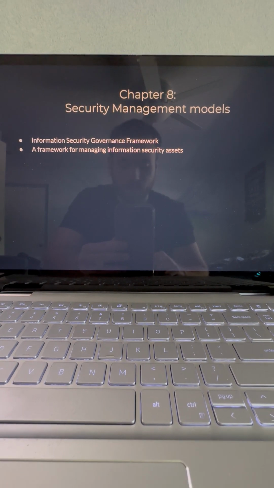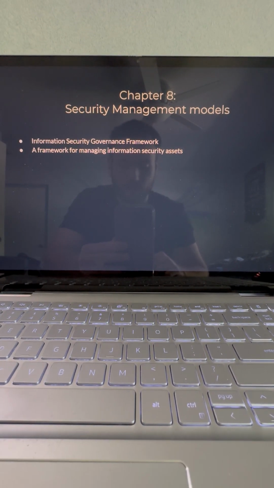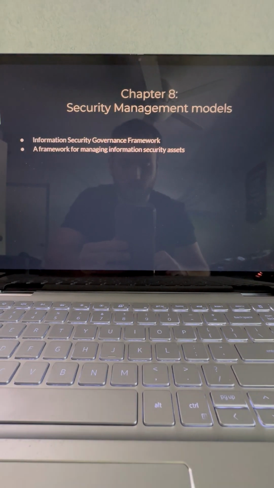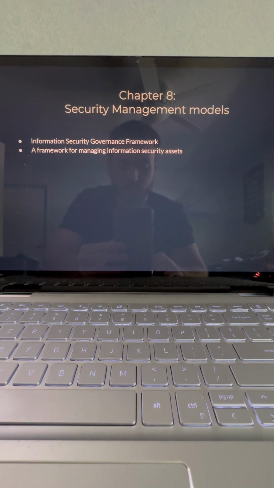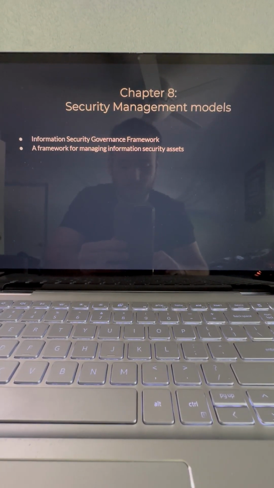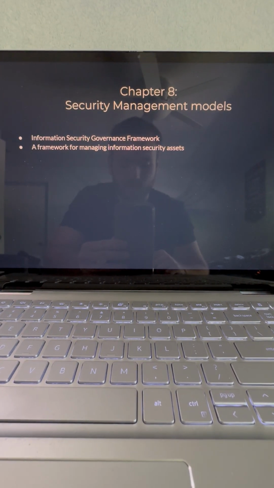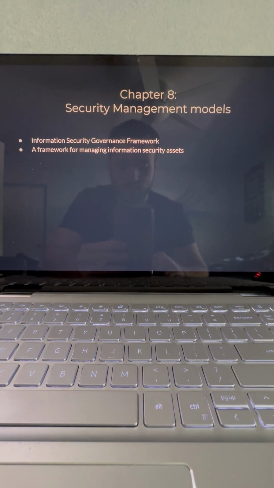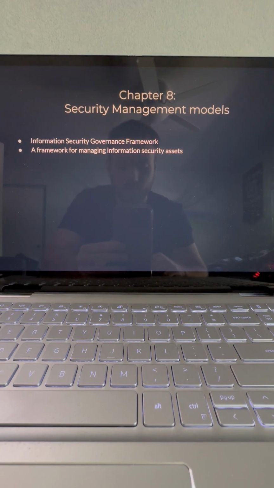The Information Security Governance Framework highlights the importance of establishing a comprehensive governance structure within an organization, and it emphasizes the significance of aligning security practices with business objectives and regulatory requirements.